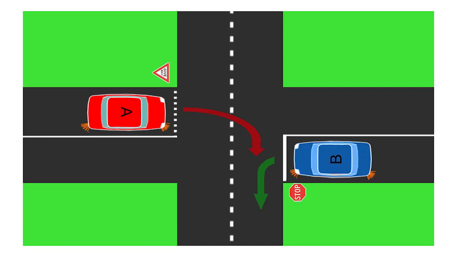When approaching an intersection with a stop sign and a give way sign, a stop sign is not more powerful than a give way sign. The signs effectively cancel each other out and normal give way rules apply. Both vehicles must give way to all vehicles. Then, because car A is turning right, it must give way to car B.